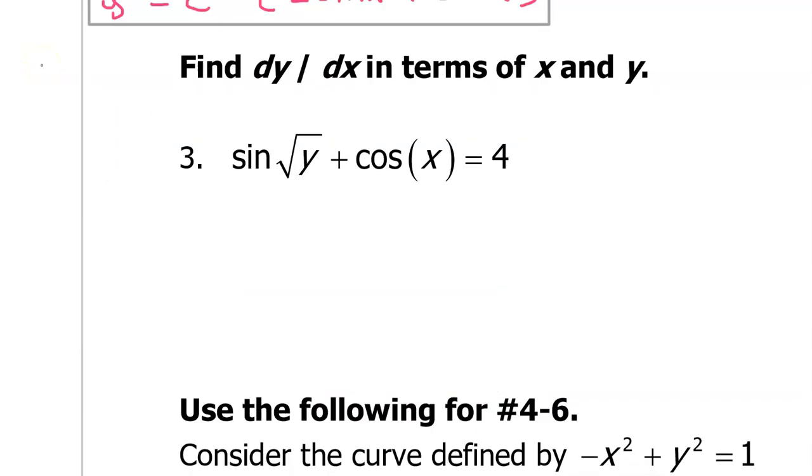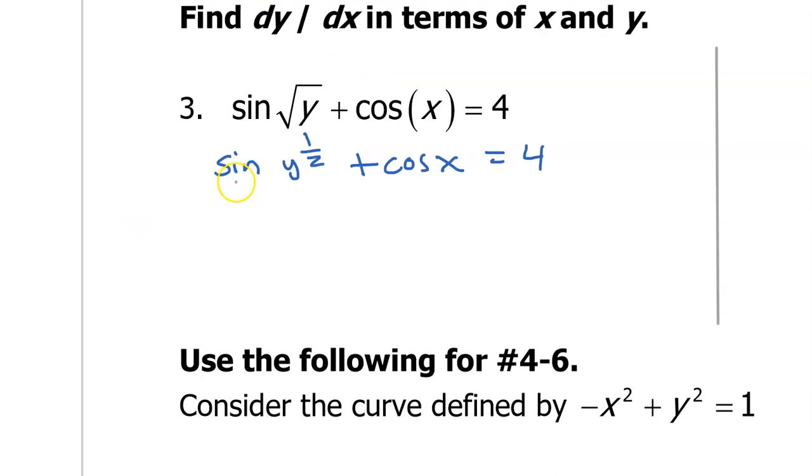Time for some implicit differentiation. Before we get started, let's rewrite this as sine y to the 1/2 power. Now we're just going to take the derivative of each term, but remember we are taking the derivative with respect to x. So if we take the derivative and the variable is y, we're going to have to use the chain rule. So starting here with the outer function, the derivative of sine is cosine. So we have cosine y to the 1/2 power.